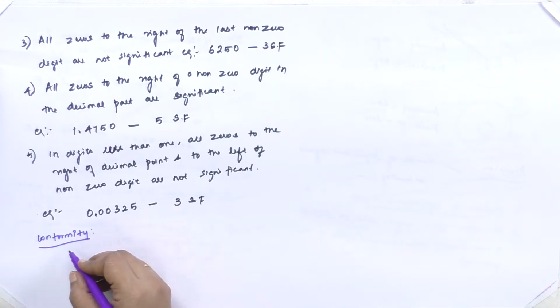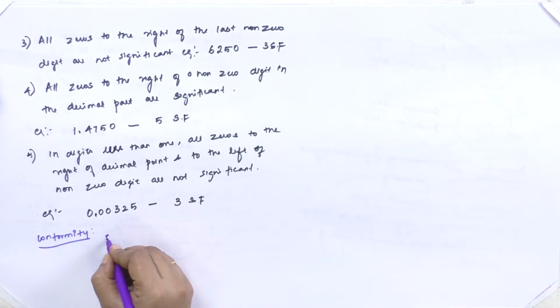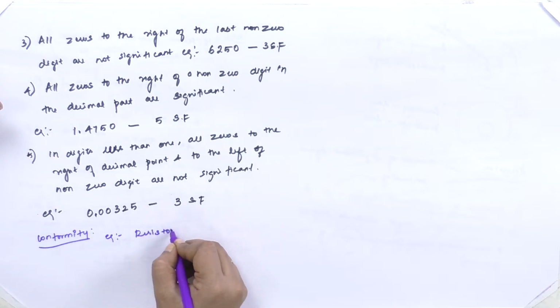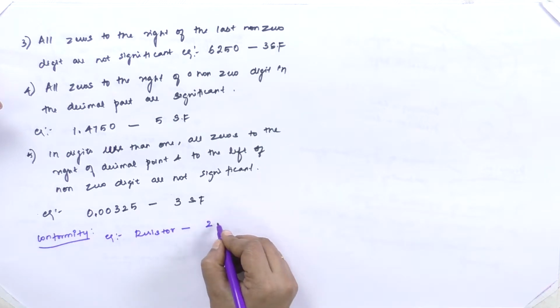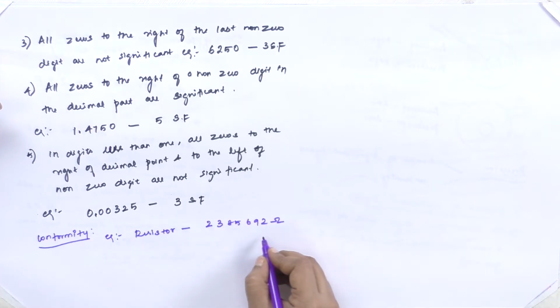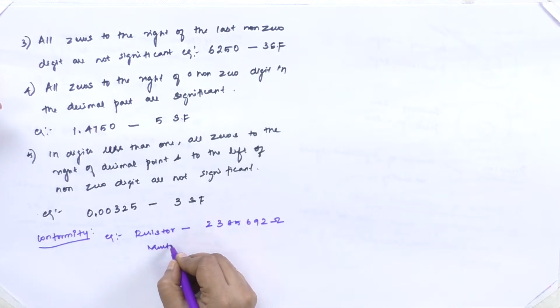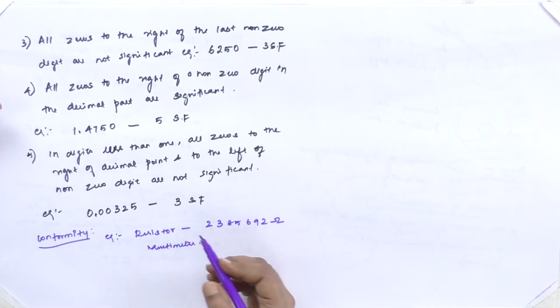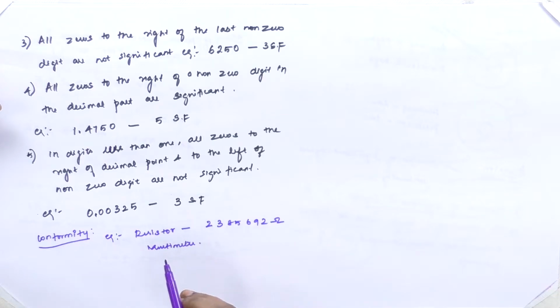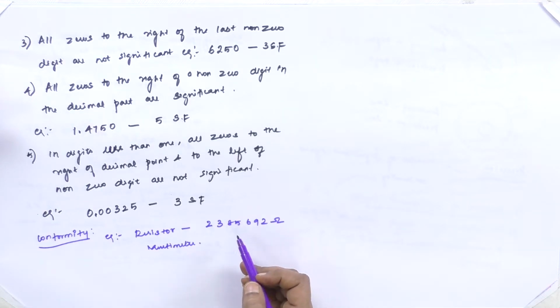Now let us see what is conformity. Example for conformity: we are going to measure the value of a resistor. Its value is measured as 2385692 ohm, which is measured using a multimeter. By using a multimeter, we have measured a resistor whose value is 2385692 ohm. Okay. So while measuring this value of the resistor, the multimeter will consistently measure the actual value of the resistor, which is 2385692.